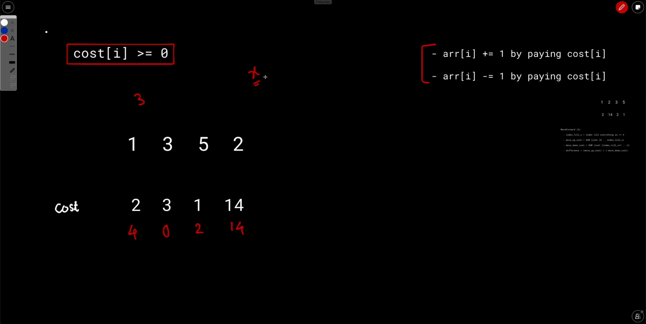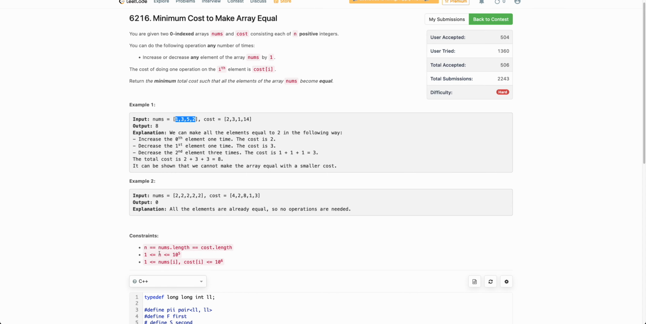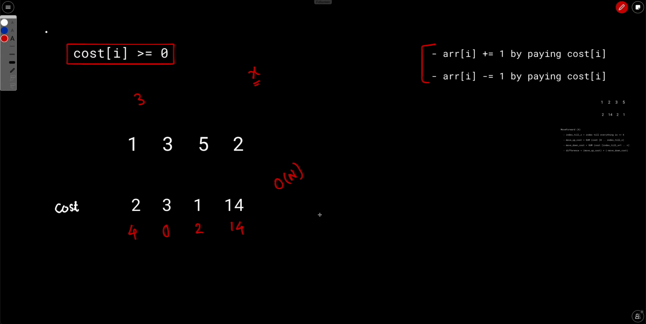Now we know the value of bringing every element to equal x, and we can find that very easily in order n time, right? We can just iterate and calculate the values. Now, what are the possible values of x? Notice that nums of I, the initial value of every element, is between 1 and 10 to the power 6. Okay.